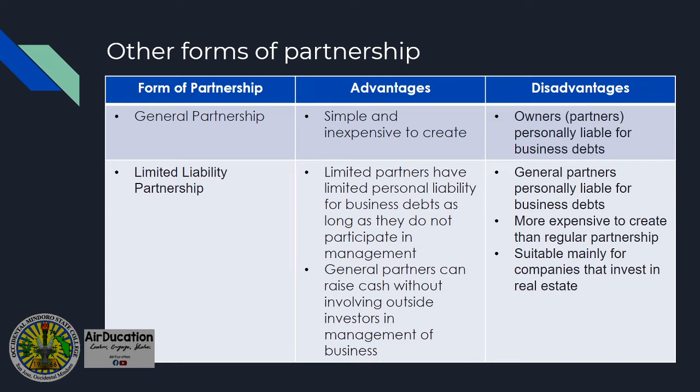Next, the disadvantages. General partners are personally liable for business debts since they are the ones who contribute financially in the business. So of course they will be personally liable for business debts, or they are part of the management. Any decisions made by the management is also a liability of those people inside the management. More expensive to create than a regular partnership since it involves many people in the business. Of course, it is very expensive.